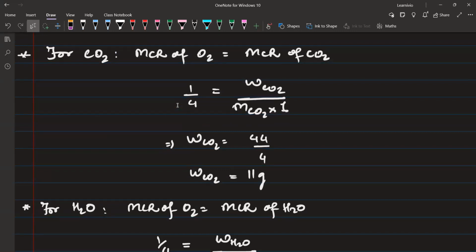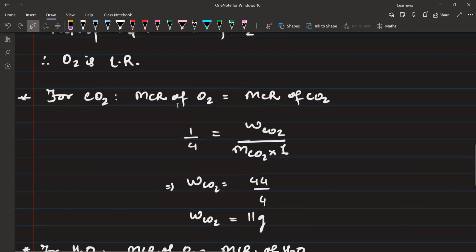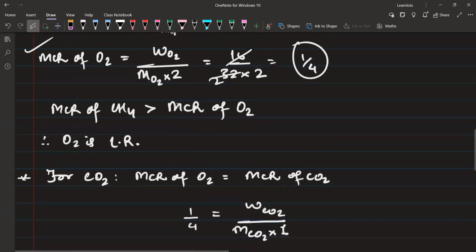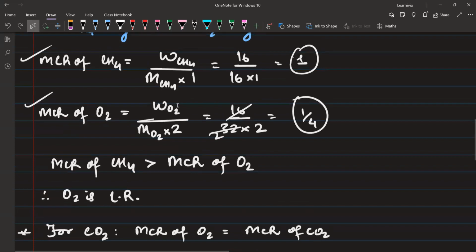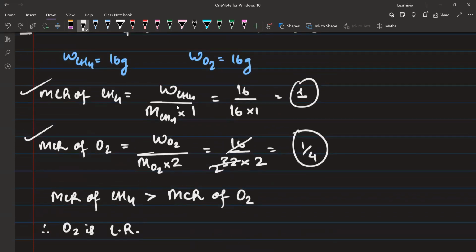You complete your sentences and then turn your mic off. No, sir. I'm asking whether the above one will be the limiting agent or the below one. Can you name those species, above and below? What is above? What is below? Sir, we found the MCR of CO2 and O2, 1 and 1/4. The MCR of CH4 is 1. MCR of O2 is 1 by 4.